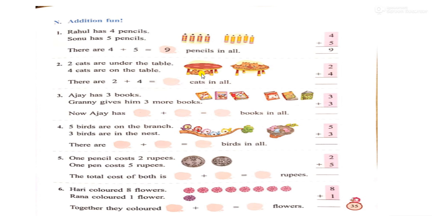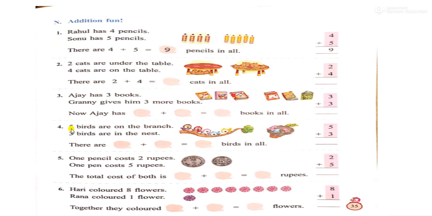1, 2. 2 cats are under the table, 4 cats are on the table. So total how many cats are here? Yes, we have to write first 2 plus 4. We have to add the 2 numbers, count the numbers and write the answer here. Then third question is, Ajay has 3 books, Granny gives him 3 more books. Ajay has already 3 books. Now Granny gives him 3 books more. So total how many books? 3 plus 3 is equal to total how many books? Count the books and write the answer here.